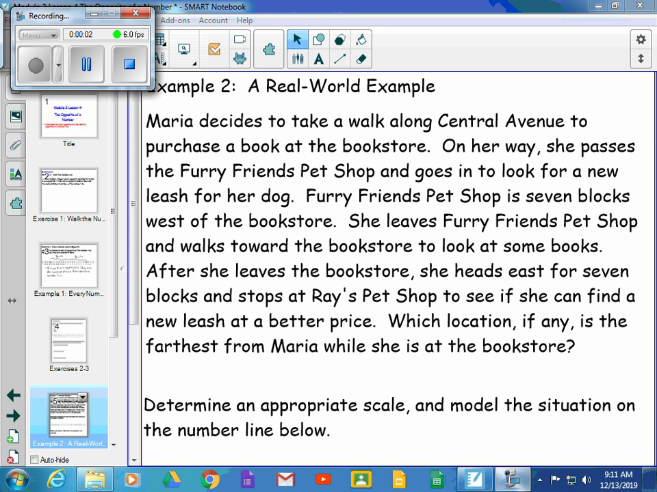This is example 2, a real world example. We're going to be using a number line to help us solve problems. The word problem says Maria decides to take a walk along Central Avenue to purchase a book at the bookstore.